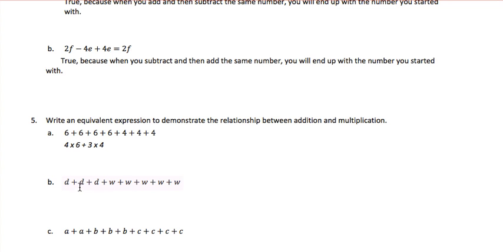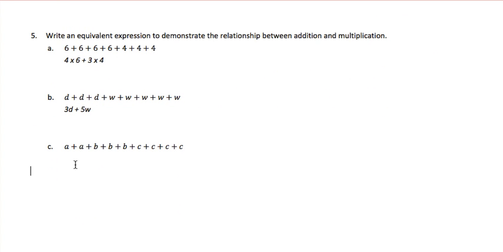In B, we have 1, 2, 3 times d, 3d. And remember, we're adding it, and we have 5 w's, 5 times w. So 3d plus 5w. Next, we have 3 different variables in this. We have 2a's, 2a. Don't forget the plus sign. Then we have 1, 2, 3 b's. Don't forget the plus sign. And we have 1, 2, 3, 4 c's. So our expression is 2 times a plus 3 times b plus 4 times c.